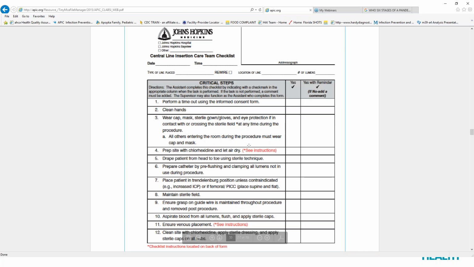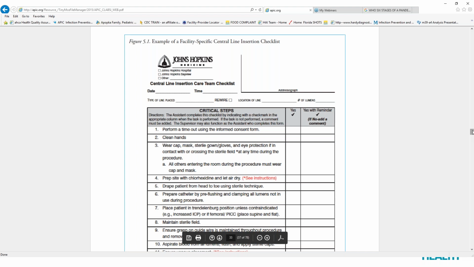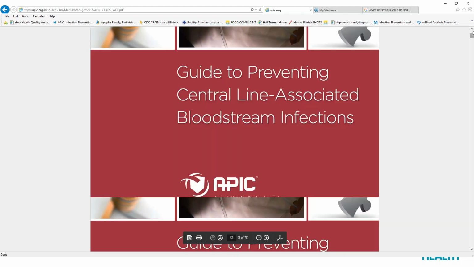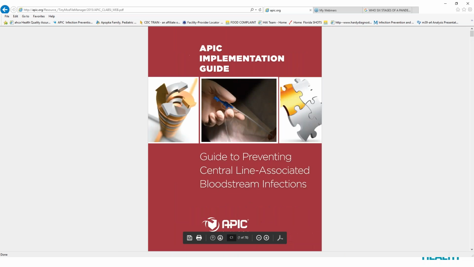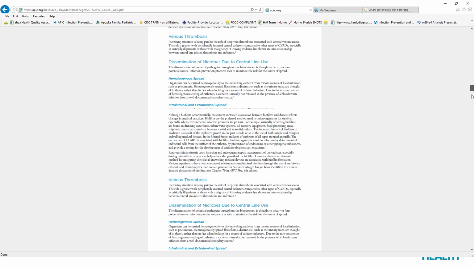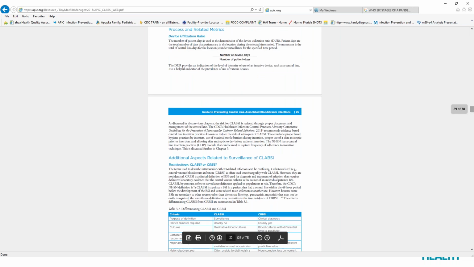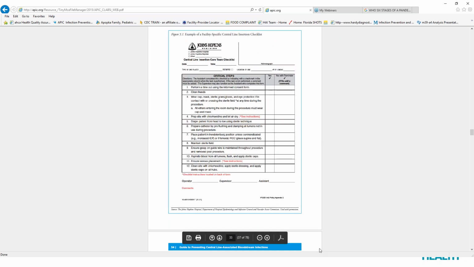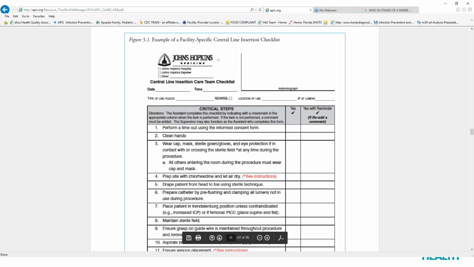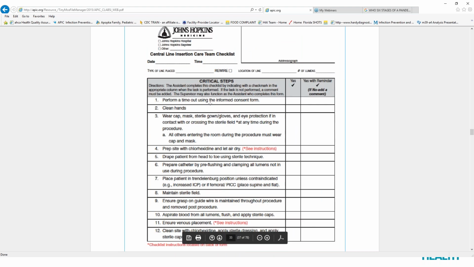It's all important. So this is an example of, so what page is this? This is page 33. So this is the APIC guide to preventing central line associated bloodstream infections. This is definitely a guide that everyone should have in hand. You can download it for free off the APIC website. So it's a really great resource. Let's go down to page 33 because I wanted to briefly just discuss a checklist that they have on here. And you can see this is from Johns Hopkins. And so they have different steps.